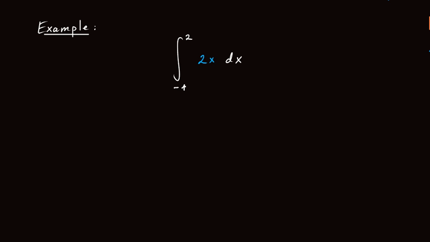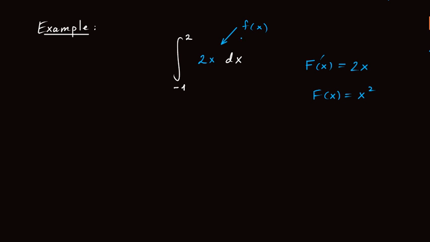So here I want to integrate from -1 to 2, 2x dx. So this function is little f of x, and I'm looking for a function, capital F of x, whose derivative is equal to 2x. And if you remember, such a function is given by F of x equals x squared, right? Because the derivative of x squared is 2x.